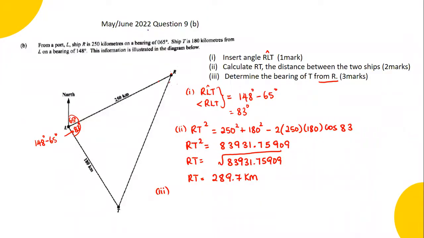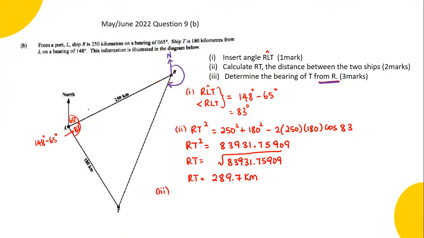So we are now on part 3. Part 3 said determine the bearing of T from R, right? So it's from R, the bearing of T from R. So we are starting at R. So wherever we are starting, to find the bearing, you have to put your cardinal point, the North Pole. So we are starting at R, and we are going to go all the way to T. As you can see, this line connects us to T. So this here is the angle that we want to find.